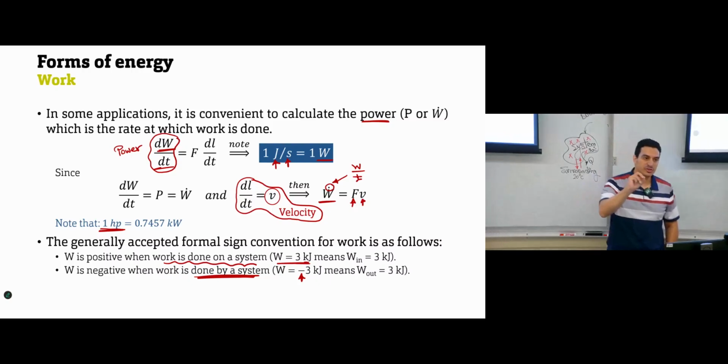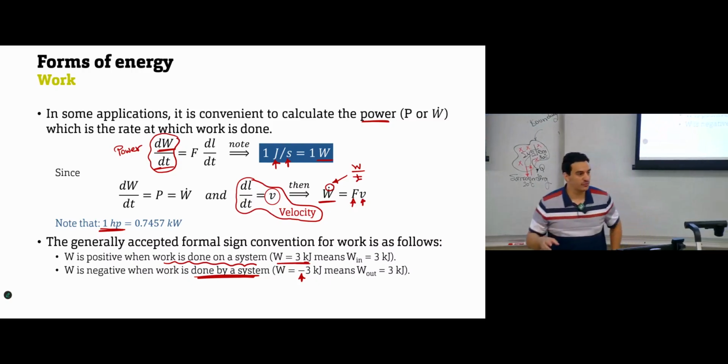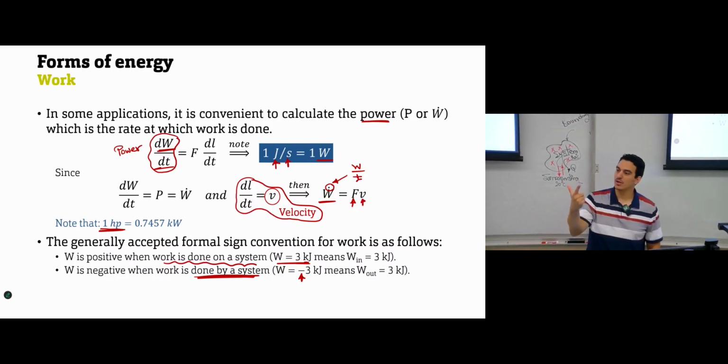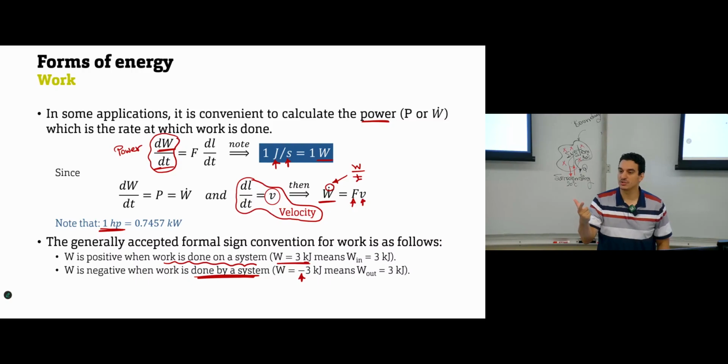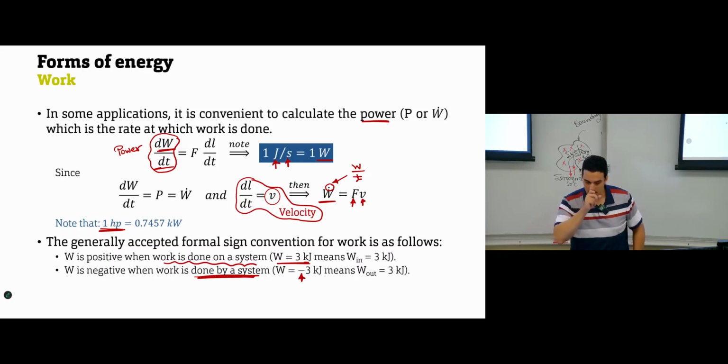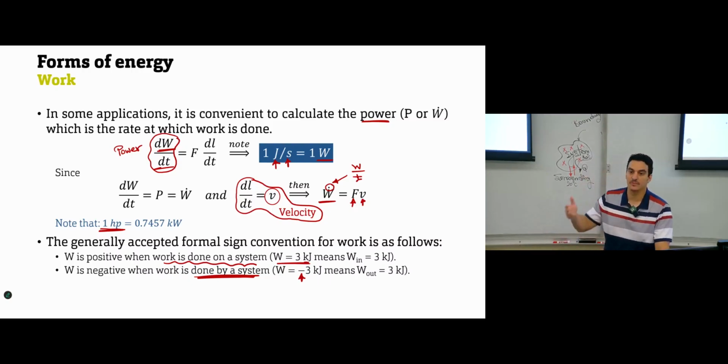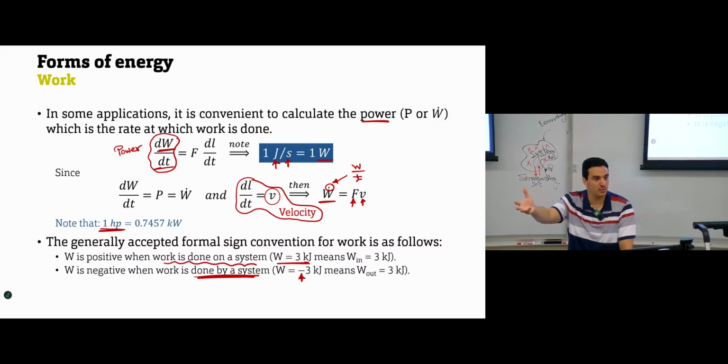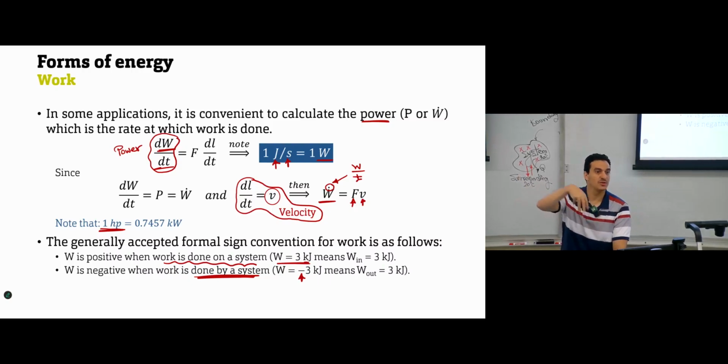So for the two dynamic forms of energy, heat and work, it is important to consider the sign convention. The sign gives you an indication of the direction of heat transfer and the direction of the work that is happening: whether the system is doing work on the surroundings, or the surroundings are doing work on the system. So far is it clear? Any questions?